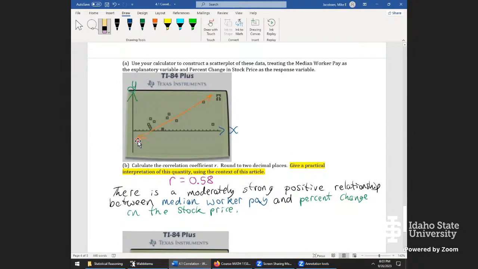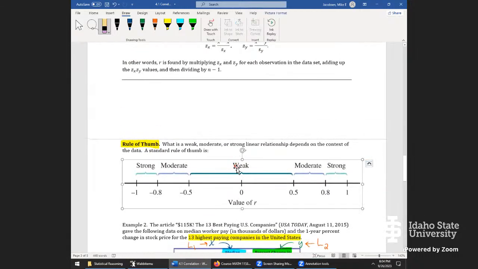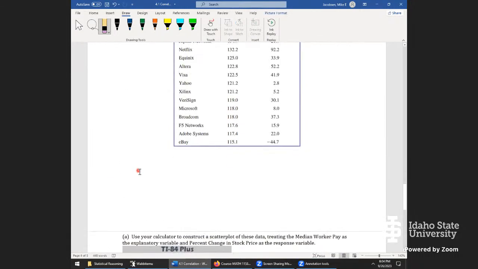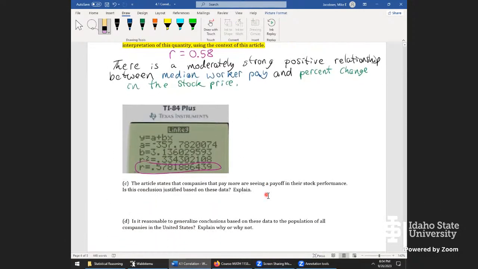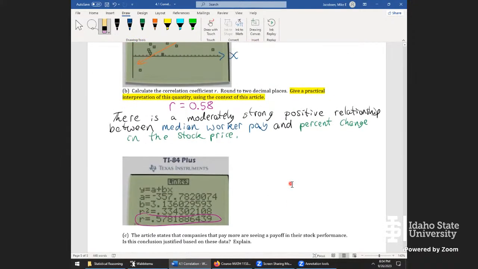In that scatter plot, we finally were able to use our rule of thumb and calculate the correlation coefficient, which came out as 0.58, and we were able to say that the relationship we see here is moderately strong. The reason we said moderately strong is based off of this scale right here. That takes us to where we left off on these data, part C. But first, any questions or comments with what we've done so far?